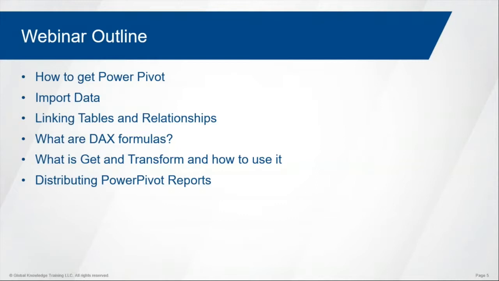Then we're going to take a look at something called get and transform. Get data is kind of retired now. So now what you have is a new section in Excel that is actually called Power Query, and it's called get and transform, and we'll take a look at that. And then what we'll do is we'll talk about distributing PowerPivot reports and exactly how that's done and where the data is actually kept. So when we do importing, I'm going to show you a couple of differences when you're importing large amounts of data and small amounts of data with what Excel now does with it.